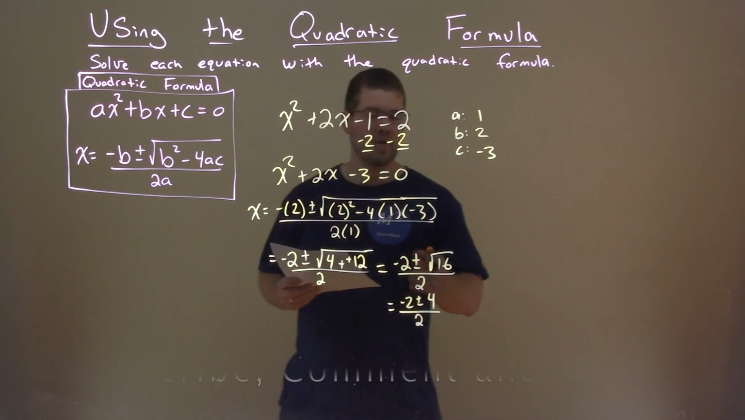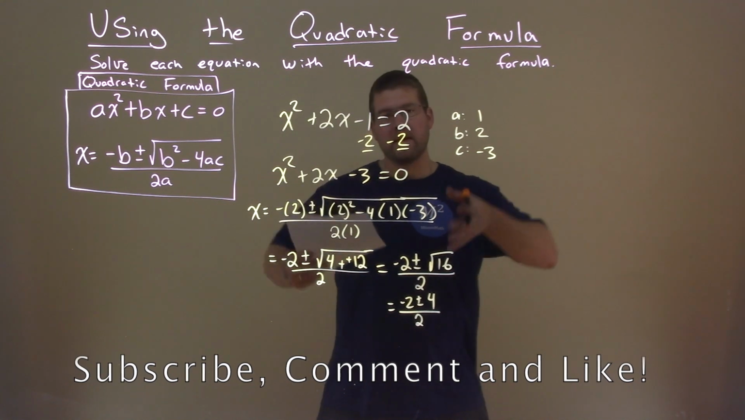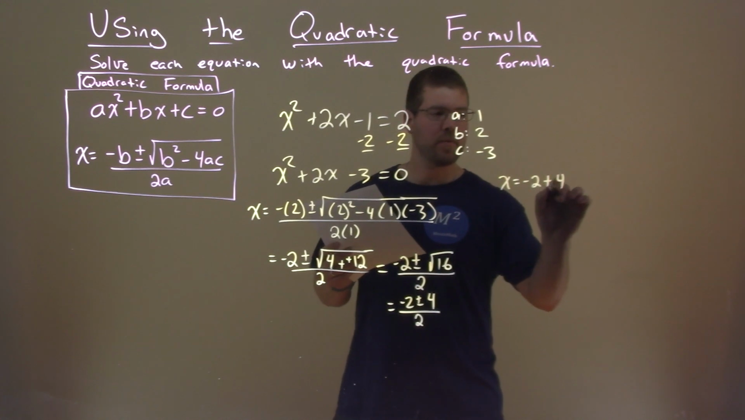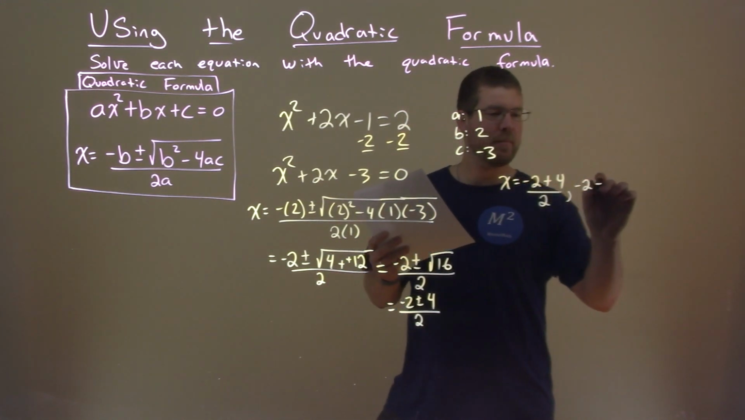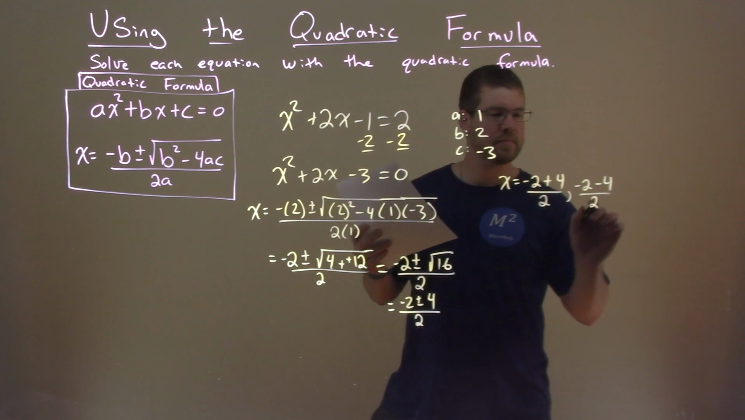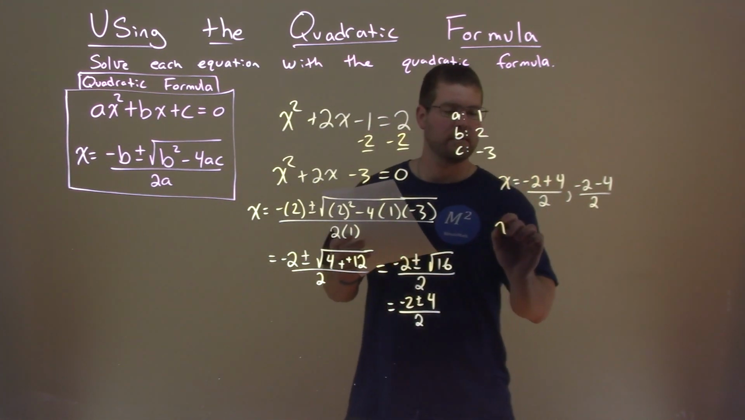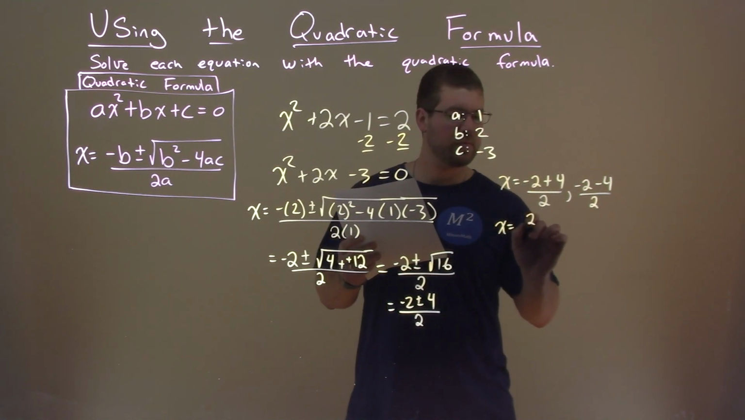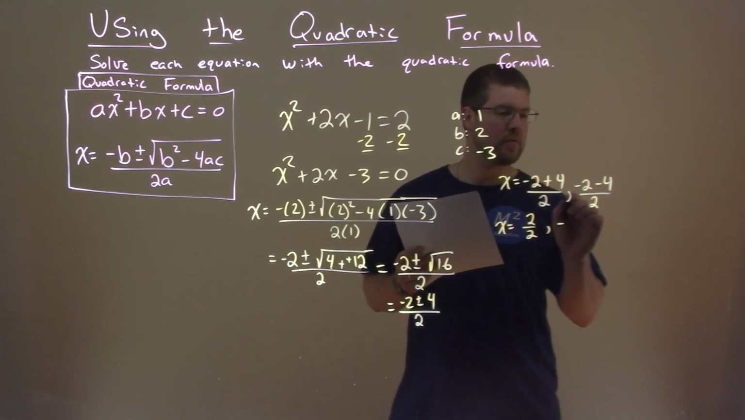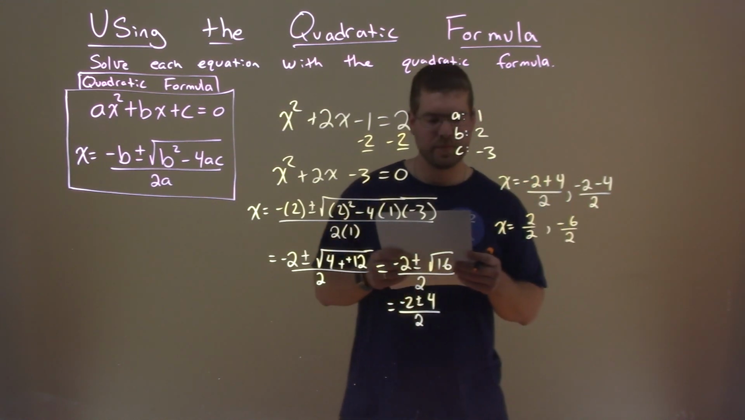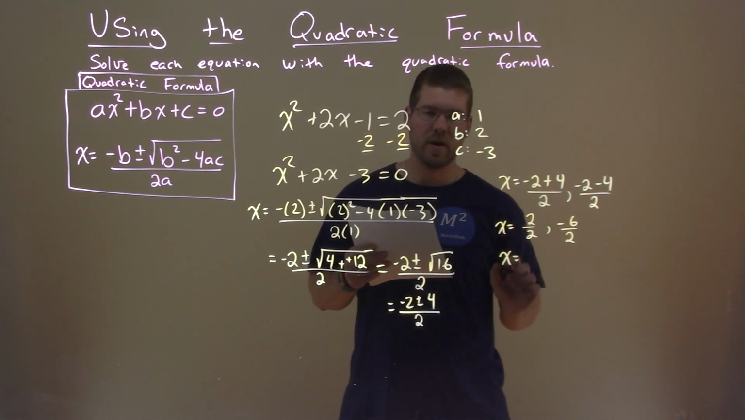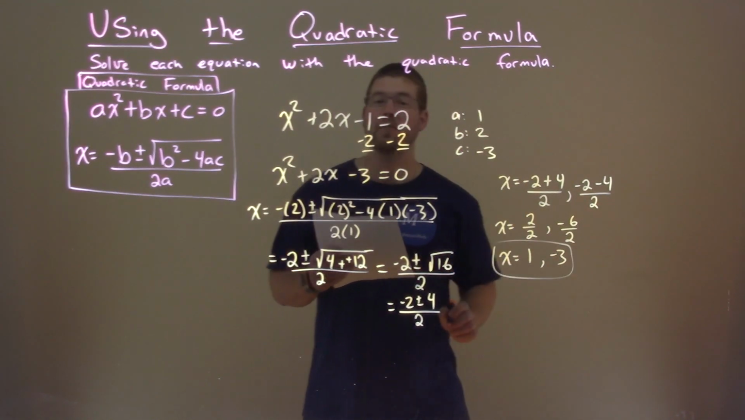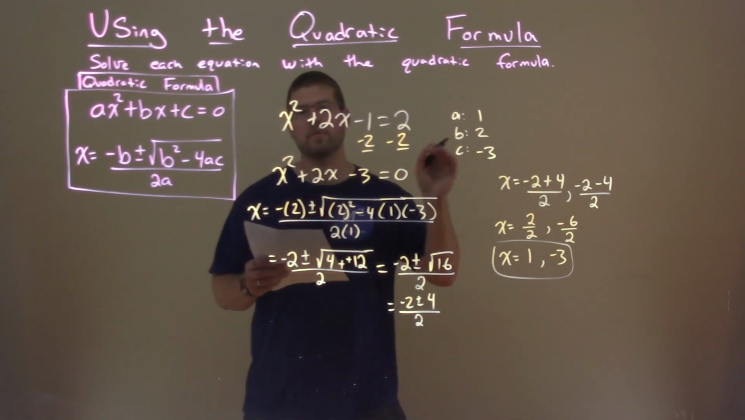And now we have a plus or minus, and we're kind of done simplifying like this. We need to break it up. So we write it as negative 2 plus 4 over 2, and negative 2 minus 4 over 2. Now we have to solve each one, or simplify each part individually. Negative 2 plus 4 is a positive 2 over 2, and negative 2 minus 4 is a negative 6 over 2. What do those simplify to be? Well, 2 divided by 2 is 1, and negative 6 divided by 2 is a negative 3. And so my two solutions here are x equals 1 and negative 3.